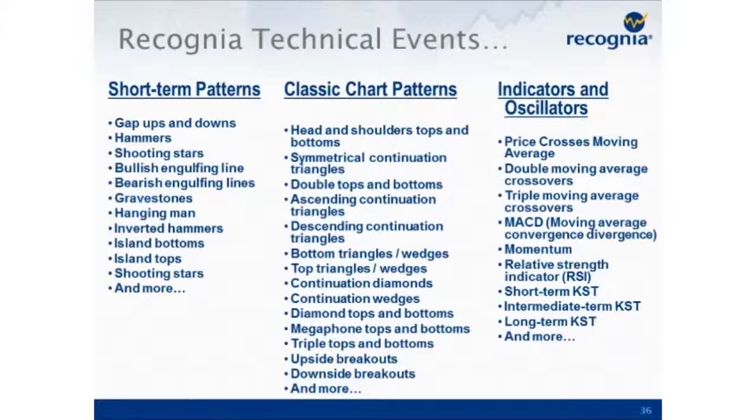So we've talked about a few different kinds of short-term patterns. We talked about hammers and shooting stars. We talked about price crossing the moving average. We talked about head and shoulders and a bunch of other kinds of classic patterns. And already many of you are probably thinking, wow, this seems really complicated, and how am I supposed to remember all of this? And it seems like a lot to learn.